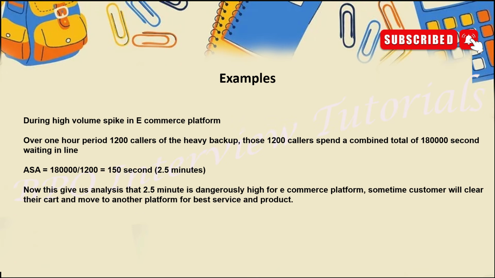Next, the second example, which is an amazing example, is for an e-commerce platform. Whenever there is a Big Billion Days sale or some special day, as many e-commerce platforms have, that time we have very high call volume. In 1 hour there are 1200 callers with a heavy backup. Those 1200 callers spend combined approximately 18,000 seconds in wait time. Now how can we calculate the ASA? 18,000 divided by 1200 is 150 seconds, which is around 2.5 minutes.